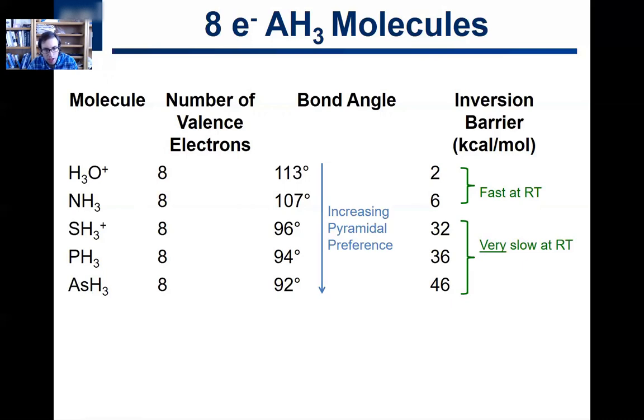And so you also see that there's this increasingly pyramidal preference, right? Like arsine has a very short bond, very low bond angle, much lower than 109.5, right? And so this is telling you it has a very strong preference to be pyramidal. That then correlates with this very high inversion barrier. It really doesn't want to be planar.